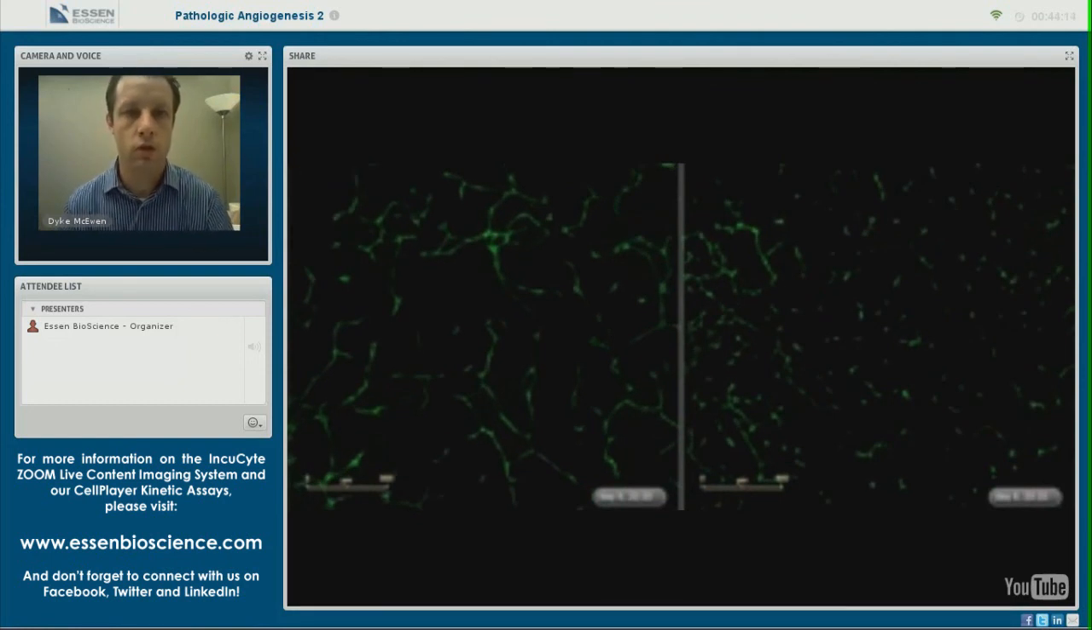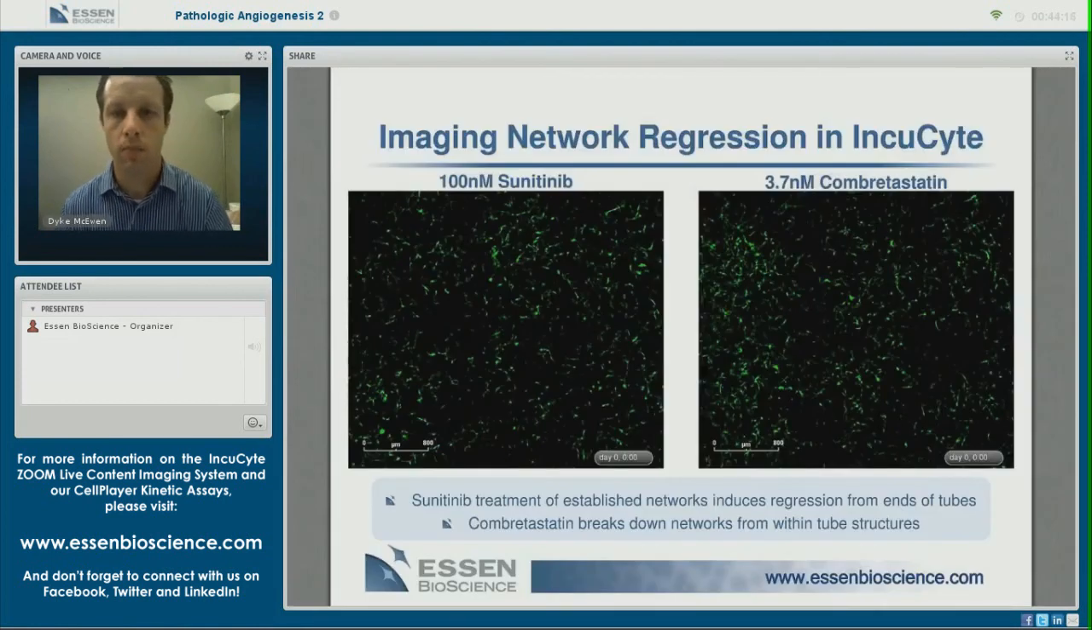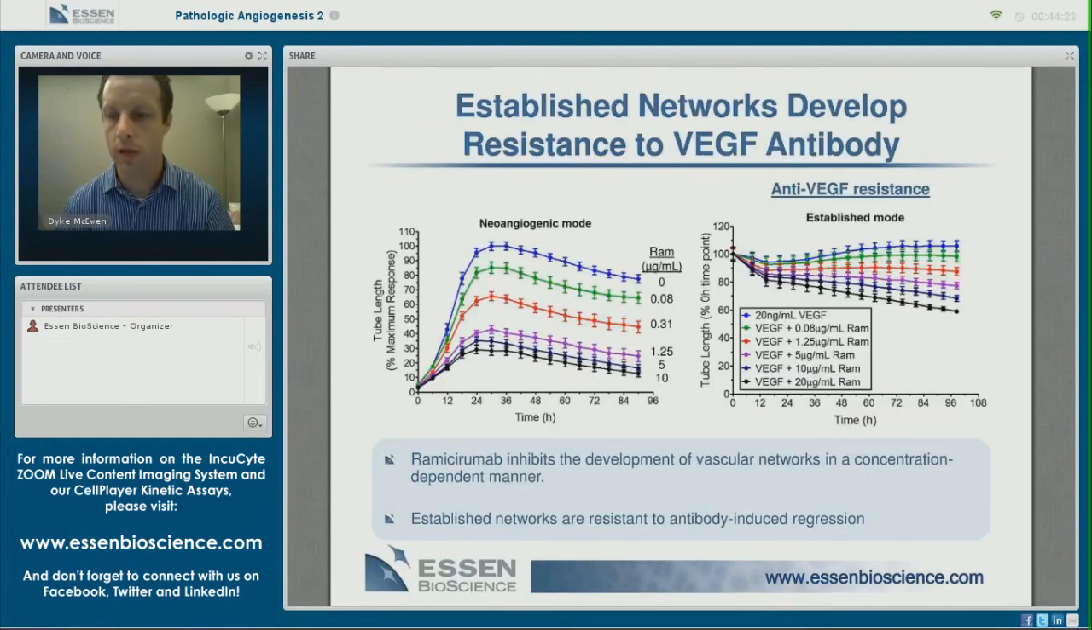So these are 2 examples of small molecule inhibitors on angiogenesis in our in vitro setting. What happens when we look at large biologics? And here we're looking at the anti-VEGF receptor antibody that Lilly has developed against the VEGF receptor, ramucirumab.